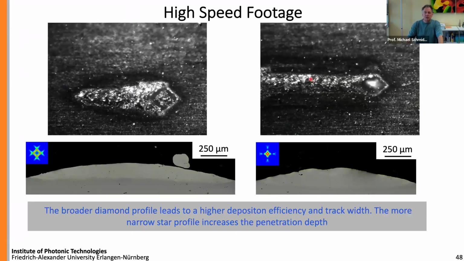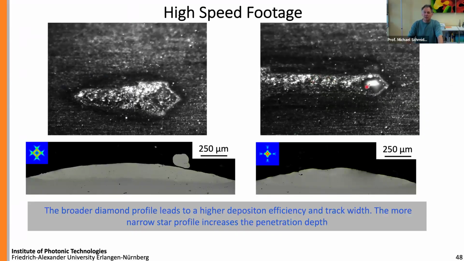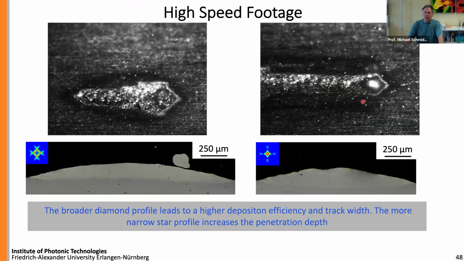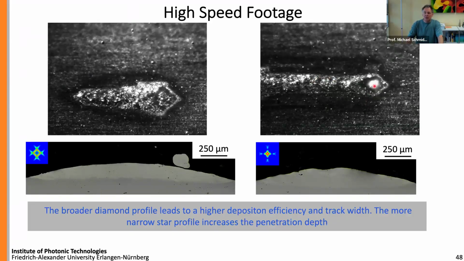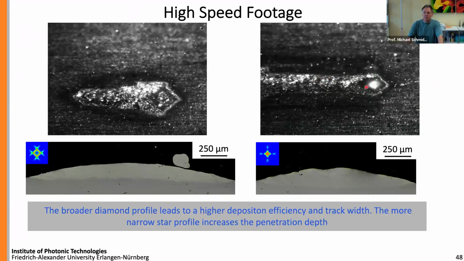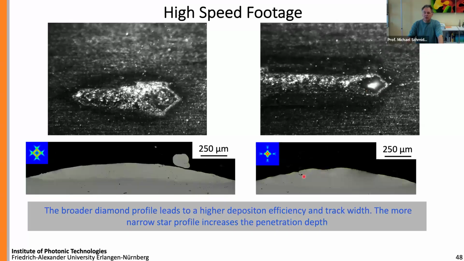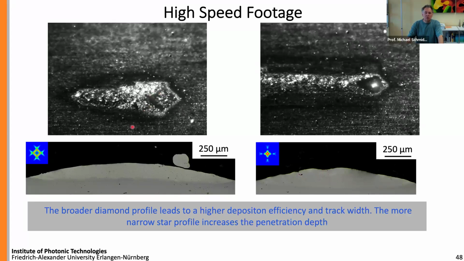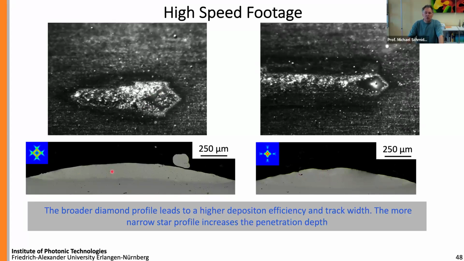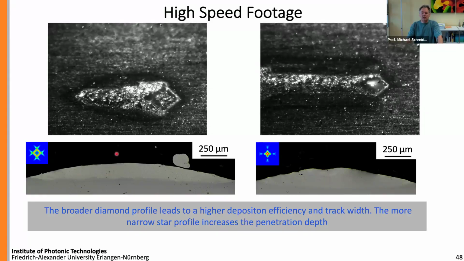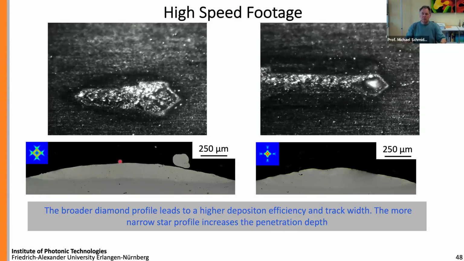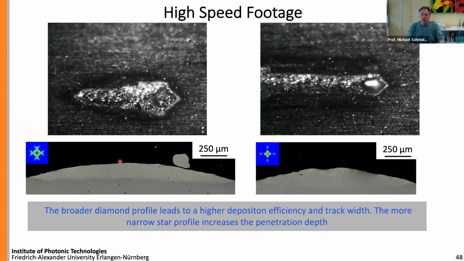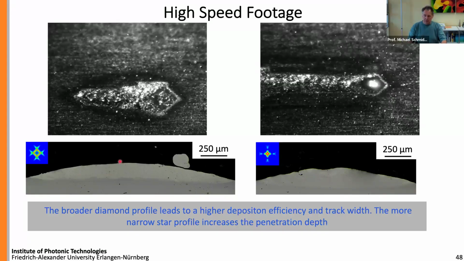So high-speed imaging first. On the right side, you see the star-like shape, which results in a smaller but deeper molten pool, as you can also see here with the cross-section, where here we have a diamond-like structure, which results in a wider but shallower melt pool, as you can see here. Again, the things with the penetration depths that I already mentioned apply as well here.